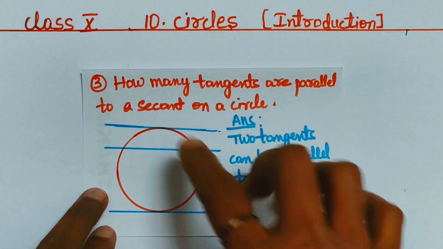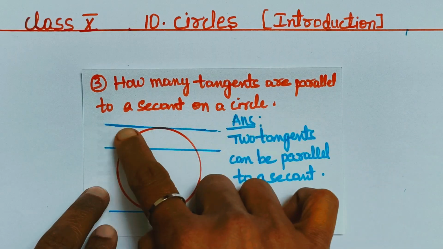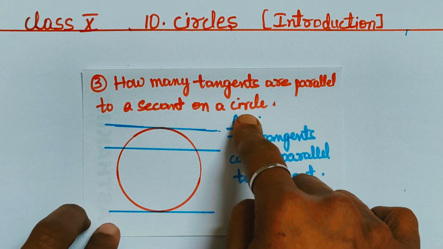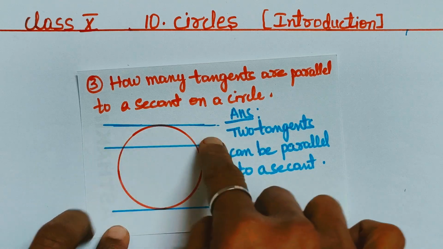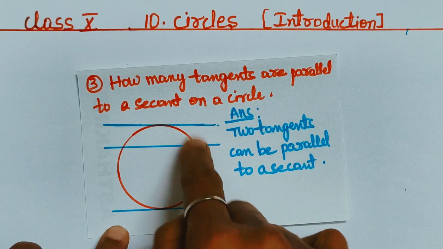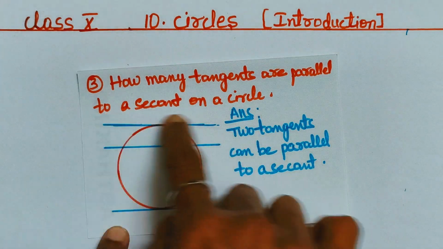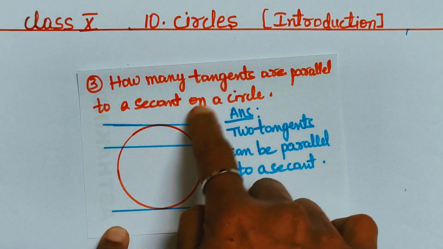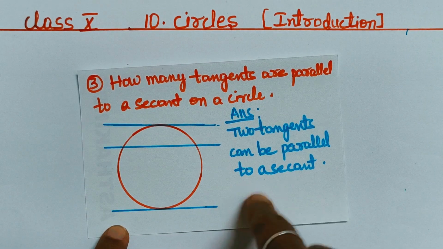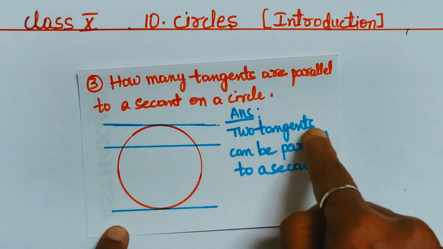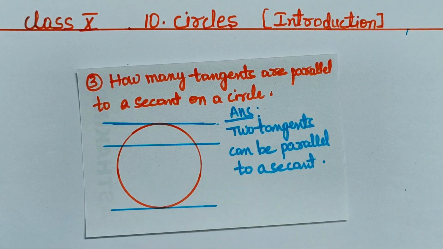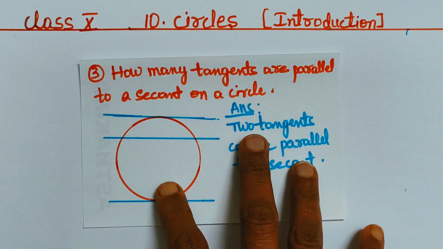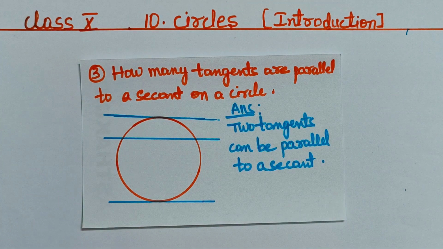See here, what is the third question? How many tangents are parallel to a secant on a circle? A secant is a line meeting the circle at two points. So this is a secant. For this secant, how many tangents are parallel? Here one tangent, here one tangent. So two tangents can be parallel to a secant. Like this, they will ask one more question. Do not be confused by this.